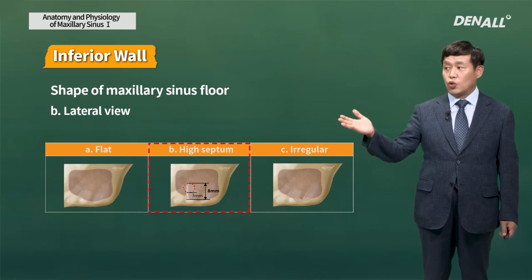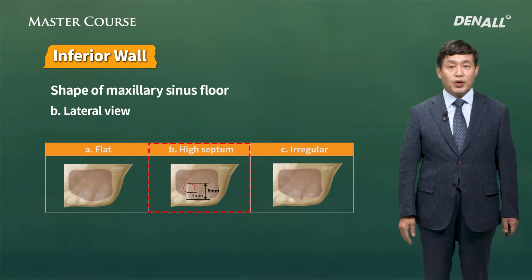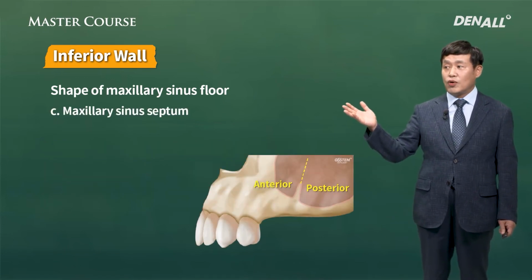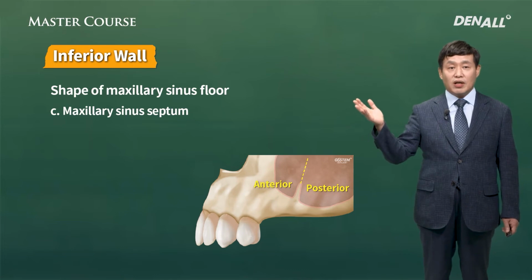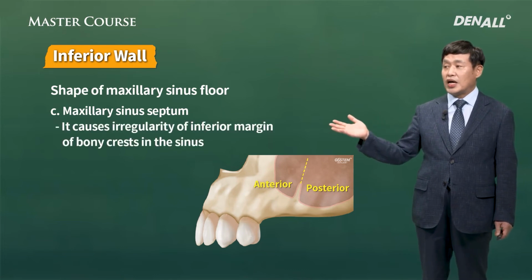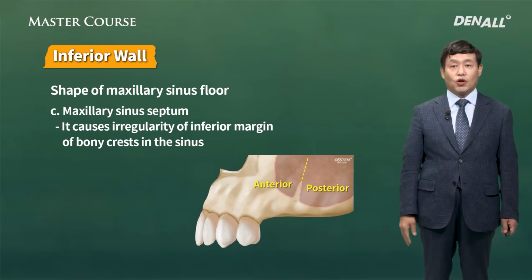Next, if there is a high septum, that can pose some inconvenience when you do the surgery. A septum can exist in the sinus floor. It causes irregularity of the inferior margin of the bony crests in the sinus, which causes some problems.